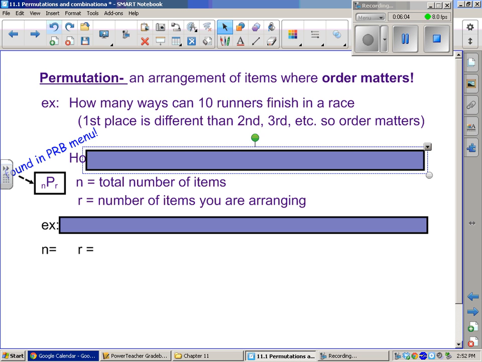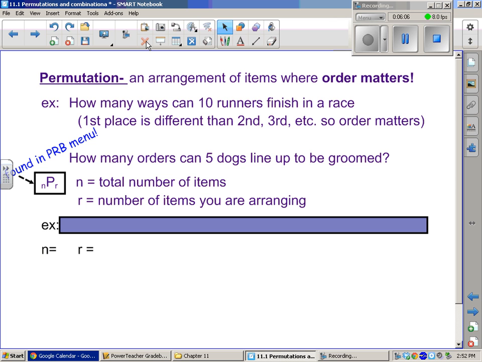That's right. Another example would be how many orders can 5 dogs line up to be groomed? If you are bringing your dog to the groomer and you have to sit and wait, definitely the order matters. I want to be first there too because my dog has a lot of fur. That takes a long time to dry.